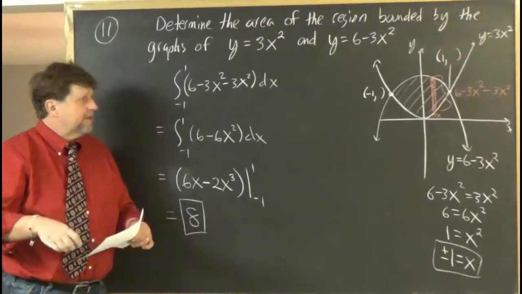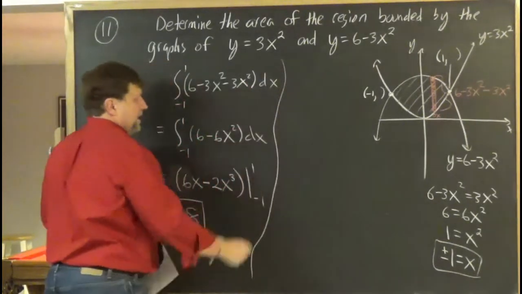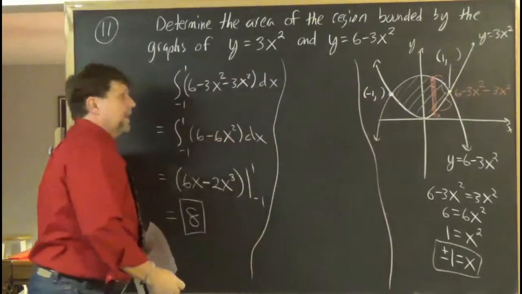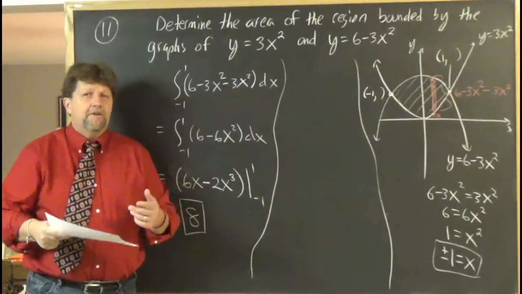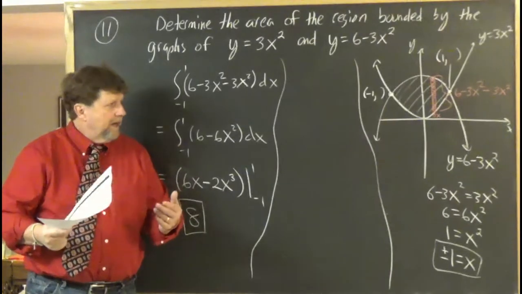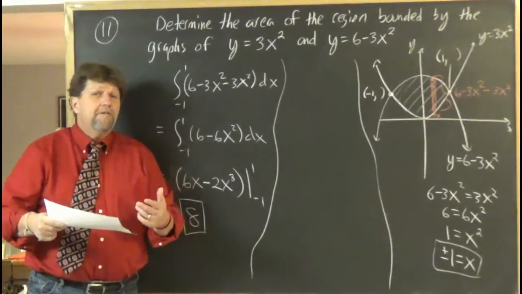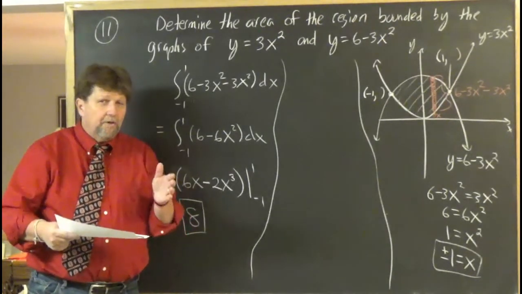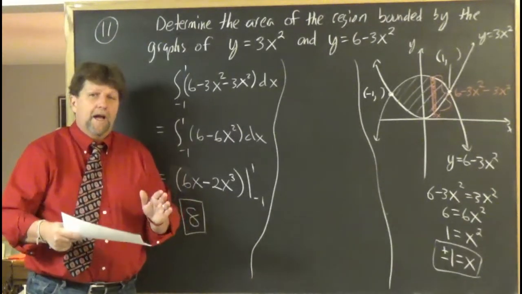Now, I think I have just enough room right here to squeeze this in. You may have noticed that you had the graphs of two even functions. y equals 3x squared is an even function, and y equals 6 minus 3x squared is an even function. We know even functions are symmetric about the y-axis, and our interval of integration is symmetric about the y-axis.